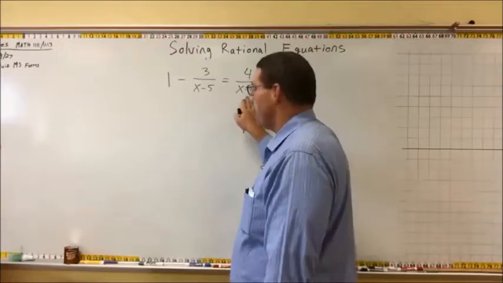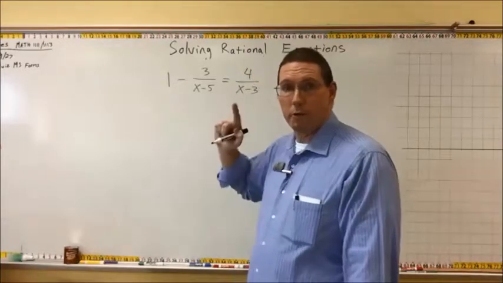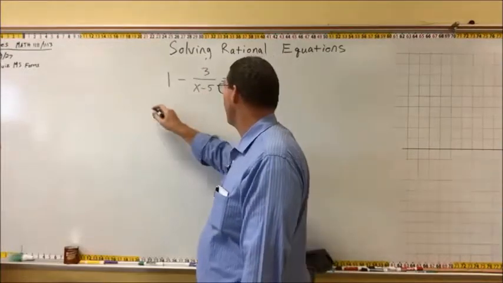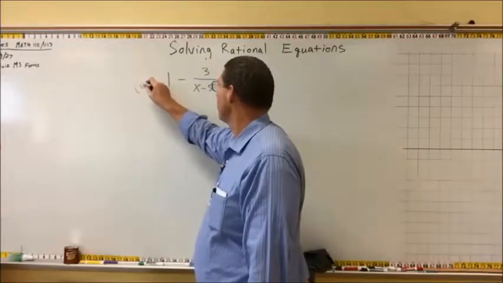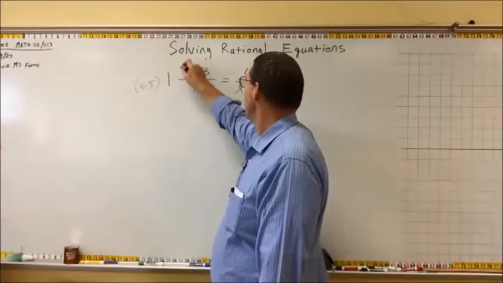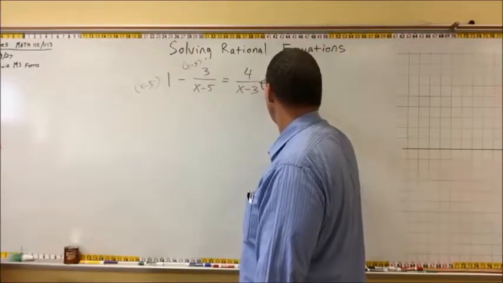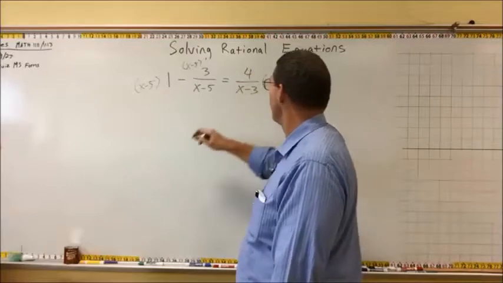I've got two denominators here. I want to cancel each one, but I'm going to do them one at a time. I'm going to cancel this one first, okay? Let's multiply by x minus 5. So we're going to multiply by x minus 5 here, we're going to multiply by x minus 5 here, and we're going to multiply by x minus 5 here.